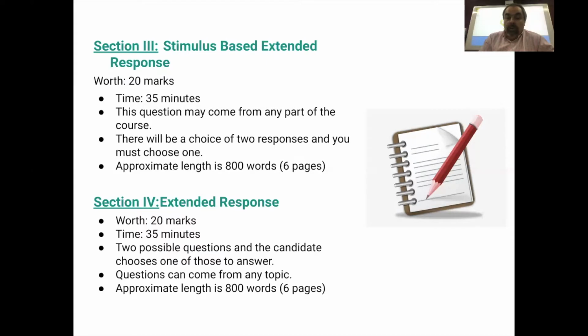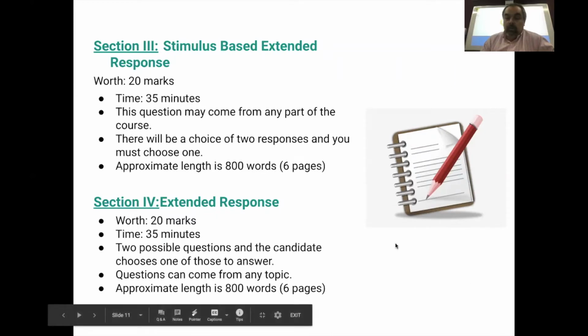Section 4, extended response, essay type question. Again, 20 marks, timing, 35 minutes. We're probably saying that you should do 40 or 45 with some time saved in the first 2 sections of the paper, but again, we're not rushing those. There are a choice of 2 questions. So the difference with section 3 and section 4 is that section 3 has stimulus, graphs, tables, diagrams, quotes, etc. And section 4 doesn't, and the required length is approximately 800 words or 6 pages as well.